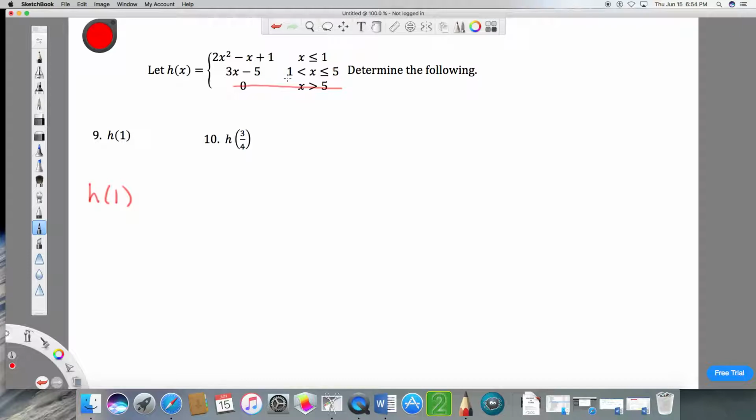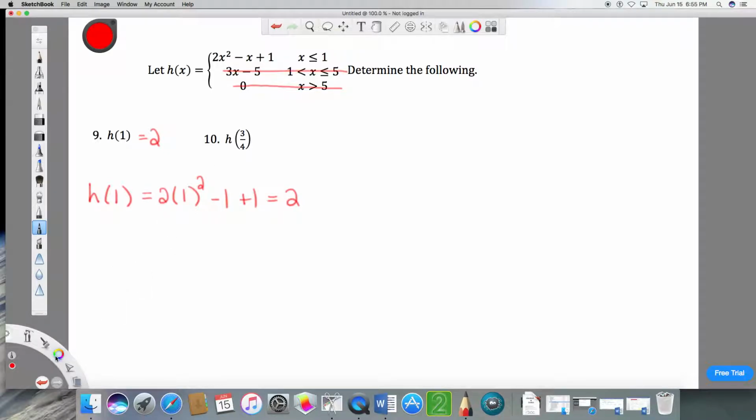Is 1 strictly less than 1? No. So I'm not going to use this equation. Is 1 less than or equal to 1? Yes. So here's the equation that I want to use. Everywhere I see an x, I replace it with our input, which is 1, and I do this arithmetic. And I get an answer of 2 if I've done that arithmetic correctly.